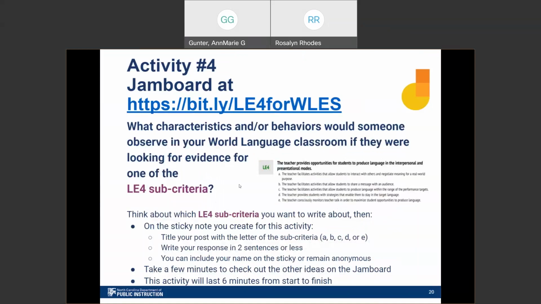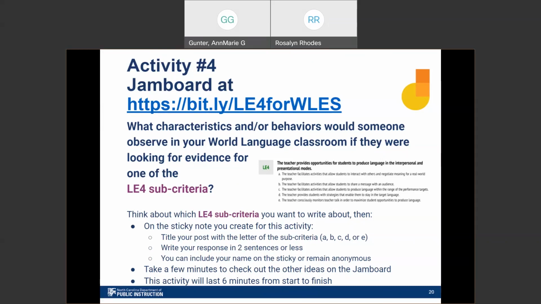So, like I said, I'm going to ask you that question. What characteristics or behaviors would someone observe in your world language classroom if they're looking for evidence for one of the LE4 subcriteria? So you've got your assignment. Go ahead and either add to what someone else has said, just post a new sticky note next to theirs if you're adding to the information, or do a brand new one and answer that question anew, and then be sure you label your sticky with the subcriteria letter. Let's go ahead and do that, and we can all do that. Roslyn, that includes you and me if we want to add to the sticky.